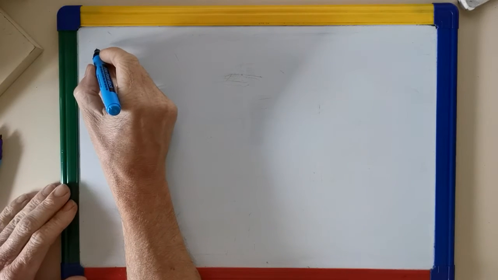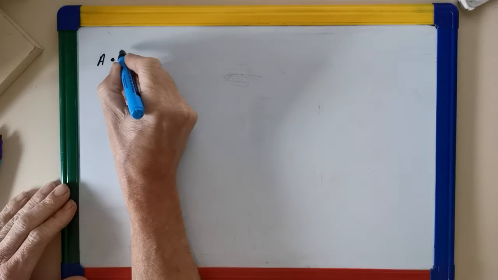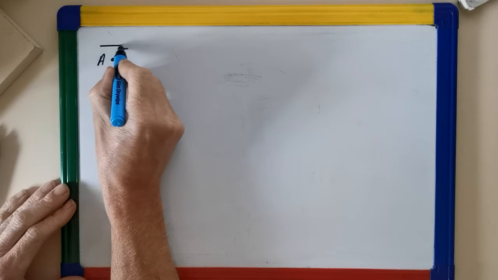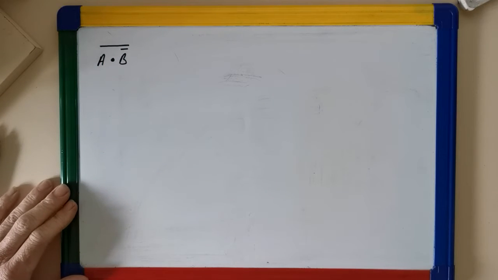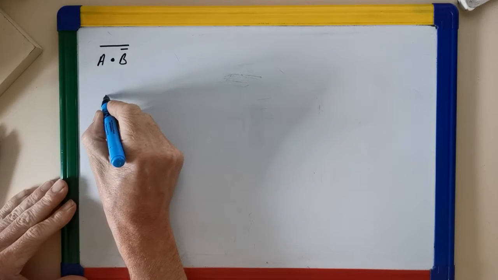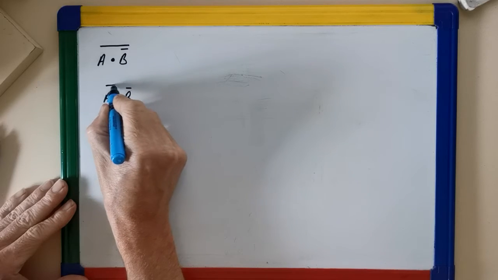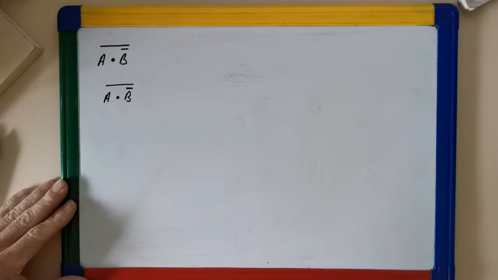Let's look at a few more examples then. So suppose we have A and not B. Sorry, let's say we have A and not B, and we want to convert that into an expression that uses only NOR gates. Well, first step is always just to write out again exactly the same thing, and then have a think about which of the rules you can apply.